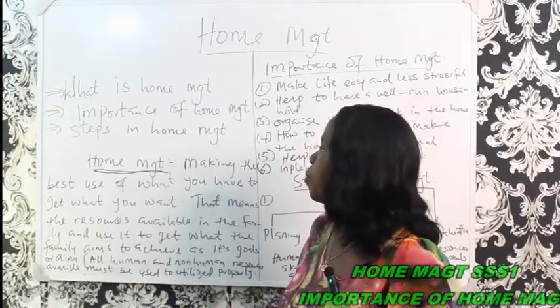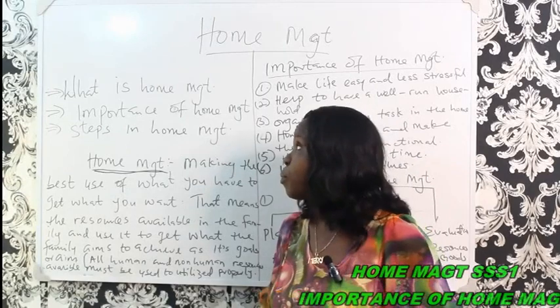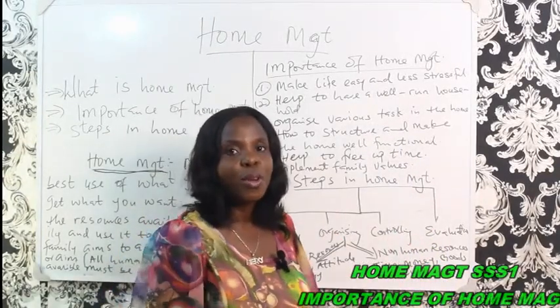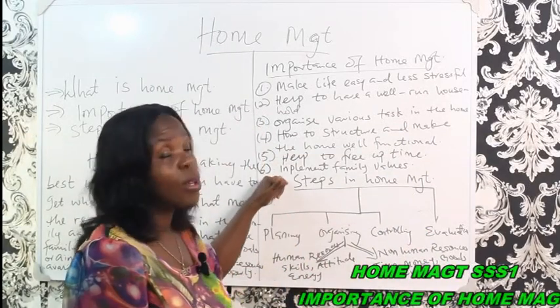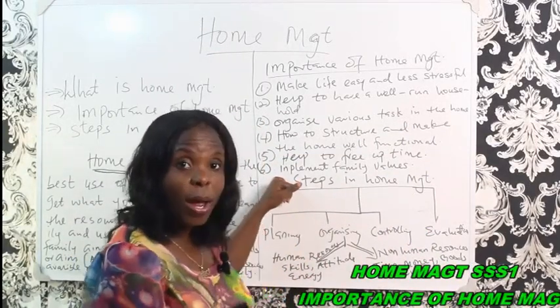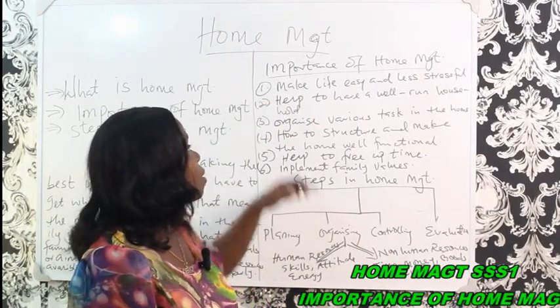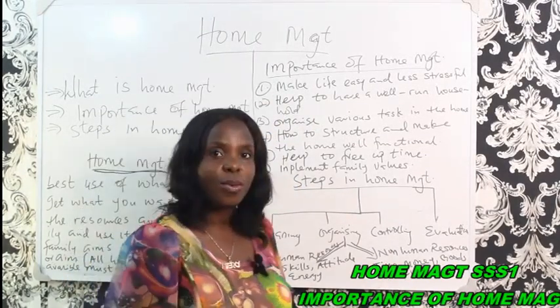Now let's look at the second objective, importance of home management. Let's look at a few of them. They are so numerous. I'm just going to talk about 6 of the reasons why we need home management in our everyday life. Number 1: it makes life easier and less stressful.